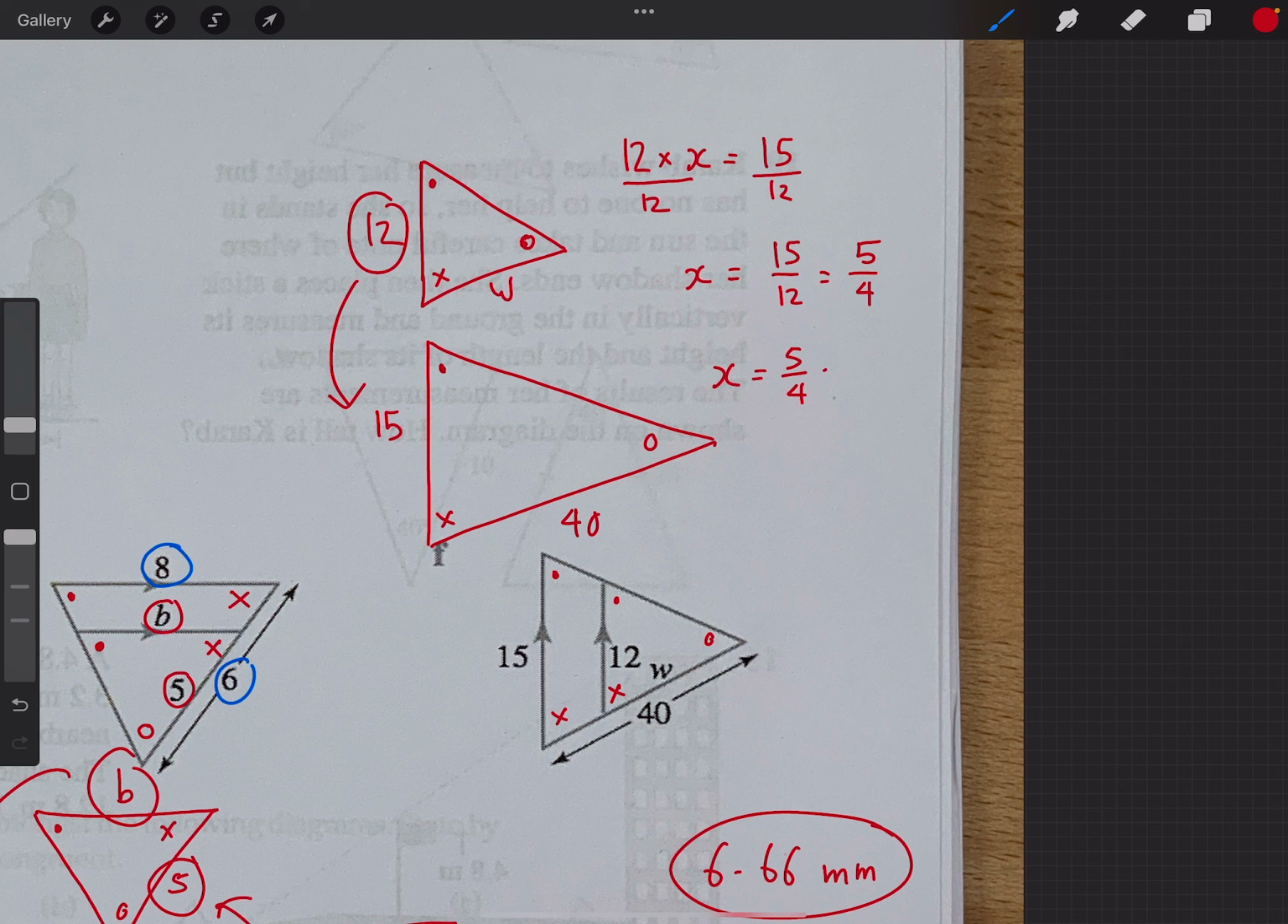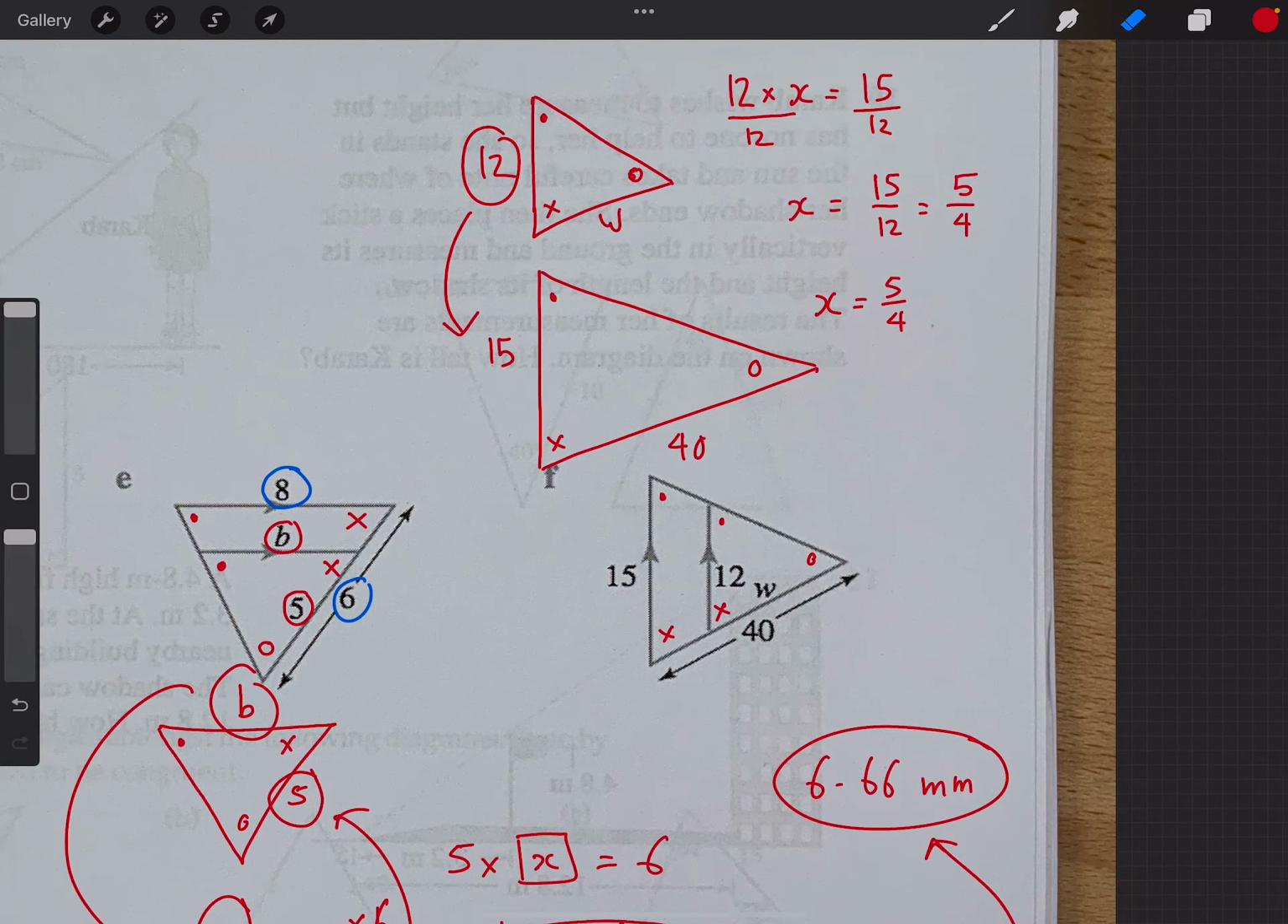Now if you want to get fancy, you can say that's the same as 1 1/4, which is the same as 1.25. Everything has been enlarged by a factor of 1.25. Okay, you can leave it as that, but I'm going to leave it as a fraction.